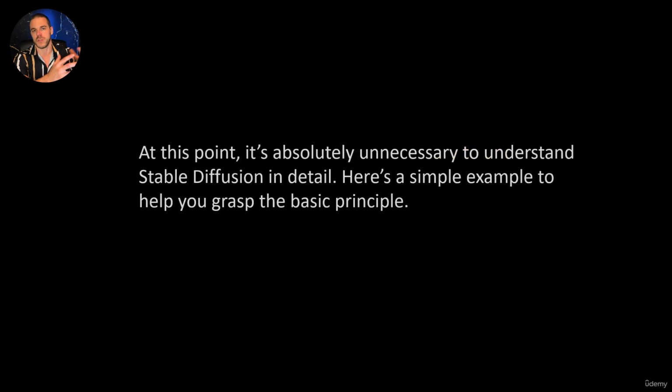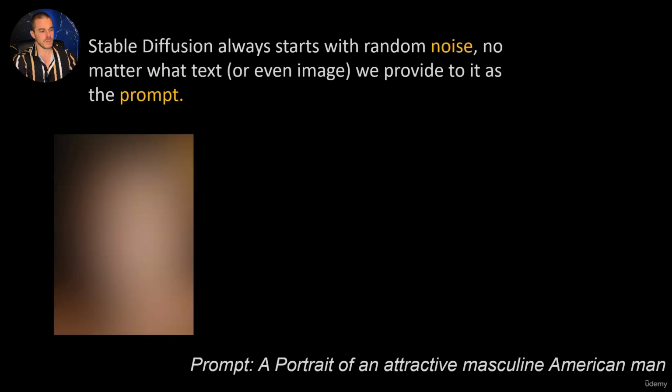And at this point, it's absolutely unnecessary that you fully understand Stable Diffusion in all the details. I just want to give you a simple example to understand the general concept. As you can see, Stable Diffusion always starts with random noise, no matter what text or even image we provide to it as the prompt. And the prompt is basically what we want to create. And most of the time, we use just words or a sentence to get our result. But as we will learn in the course, we can also provide another image, and this is called image prompt, but more on that later.